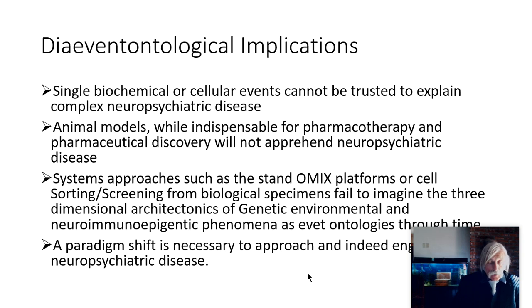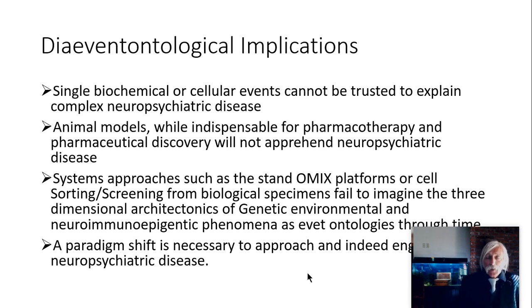Animal models, while indispensable for things like pharmacotherapy and pharmaceutical discovery and just modeling diseases, will not apprehend, in my view, neuropsychiatric disease, because neuropsychiatric disease is a human disorder. Systems approaches, such as standard omics platforms, would be DNA, RNA, protein, lipid, right? Lipidomics, transcriptomics, proteomics, things like that.